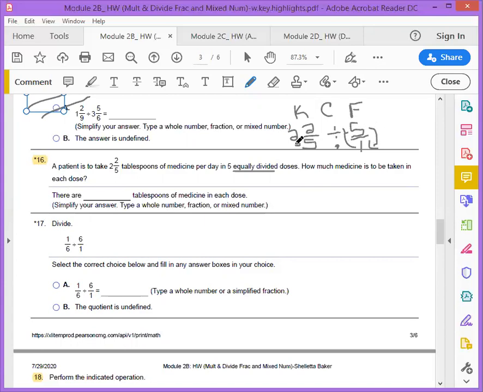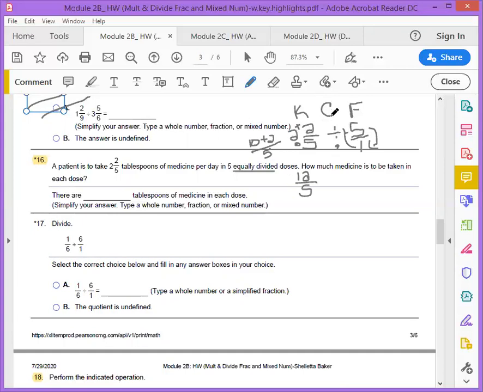Now with this mixed number, we want to convert the mixed number to an improper fraction. So 2 times 5, that becomes 10, plus the 2 in the numerator. And remember, the denominator stays the same. So 10 plus 2, that becomes 12 over 5. We'll keep the fraction the same. We just want to change that form. We want to rewrite it so that it's an improper fraction versus the mixed number.